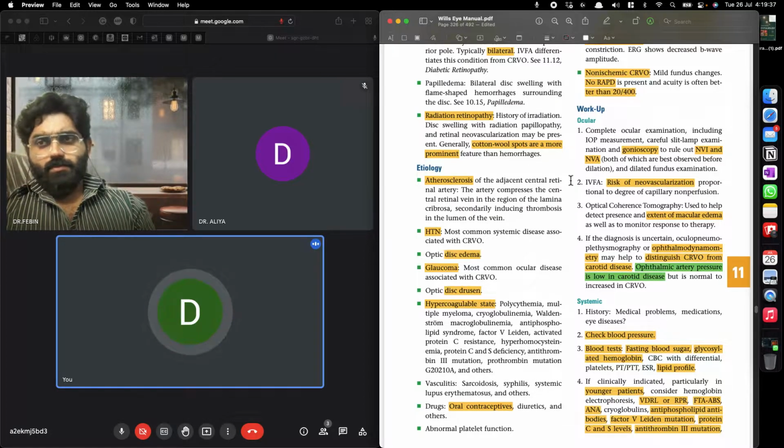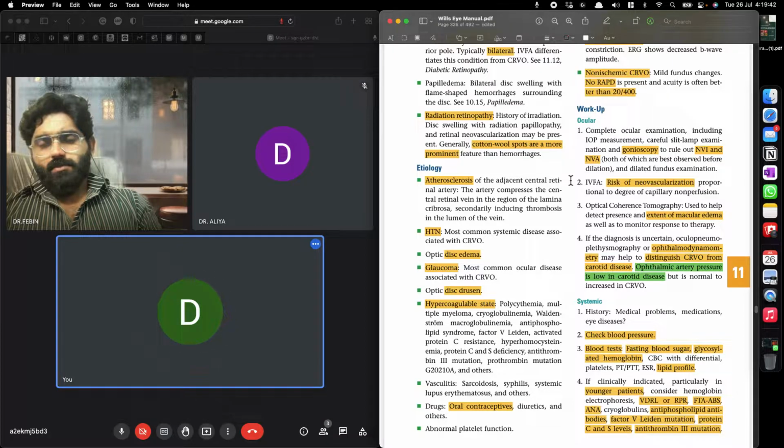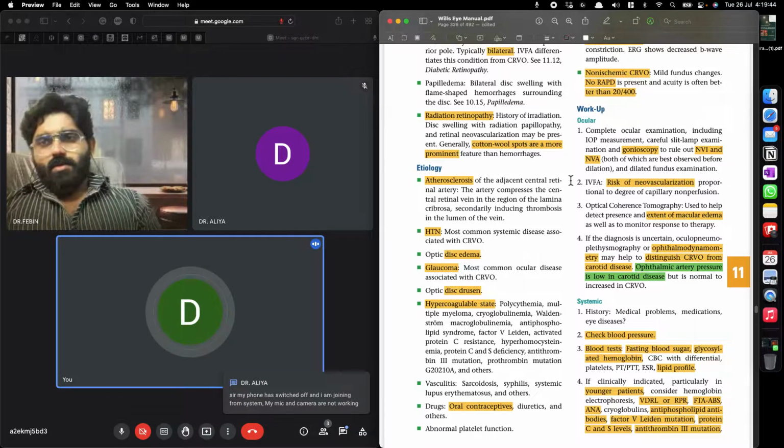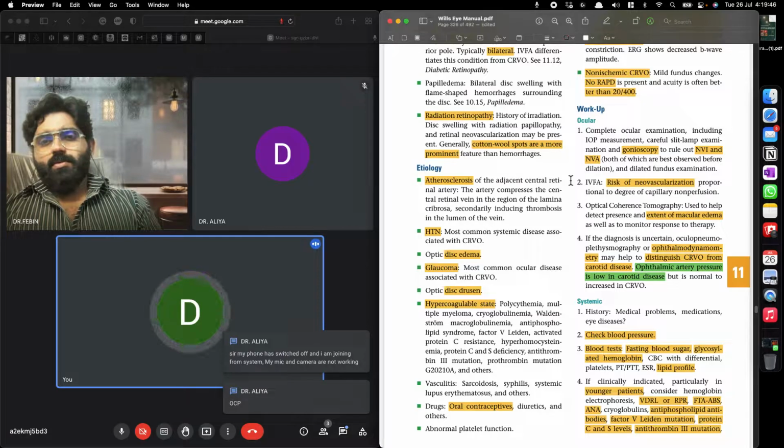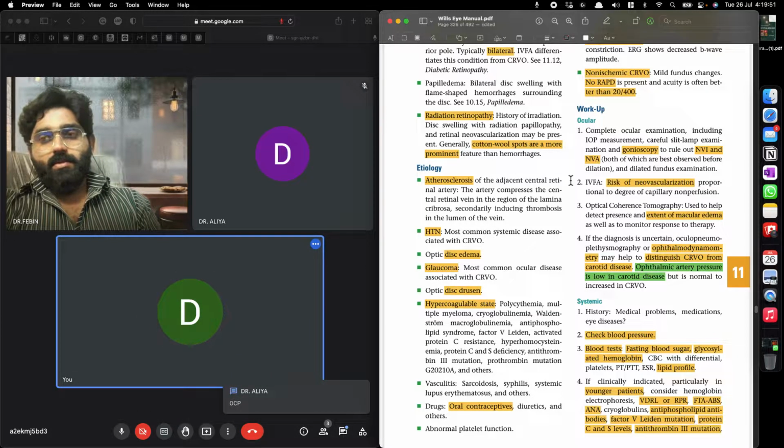Anything strikes your mind, Alia? Does anything come to your mind? If it's a young girl, what etiology? Okay. Yeah, OCP is the correct answer. You can take your time, Alia. Doesn't matter.